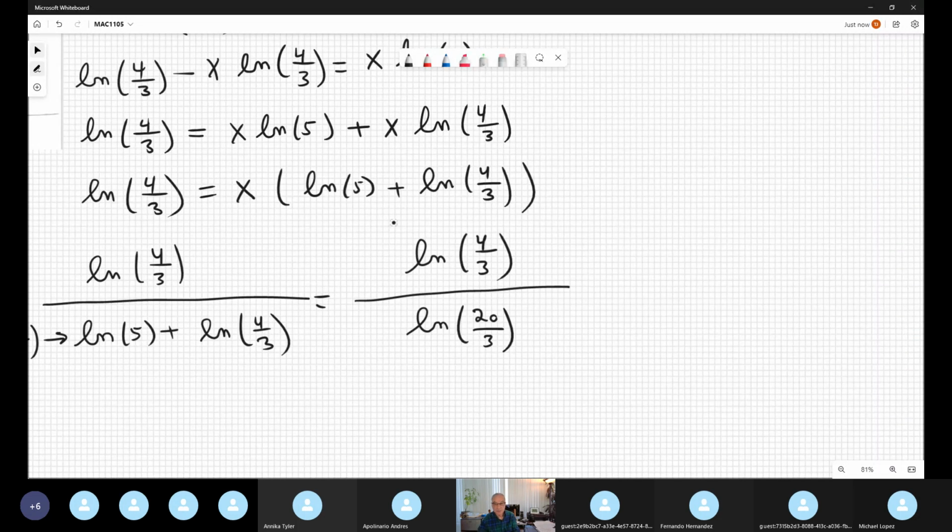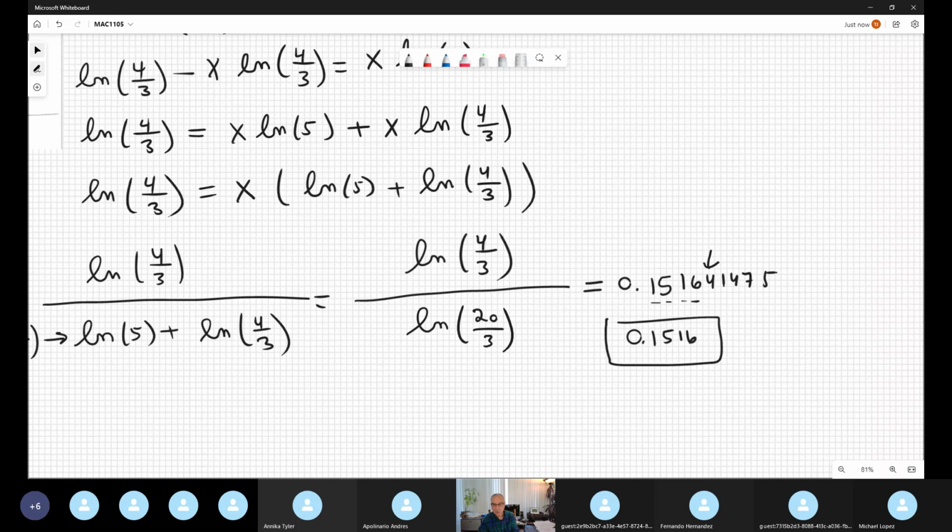It's 0.15. 0. I just copy the thing I saw in the display right now. 1641475. But they want 1, 2, 3, 4. Oh, next digit is less than 5. So I delete everything. I just copy that. Boom, boom, boom. End the story.